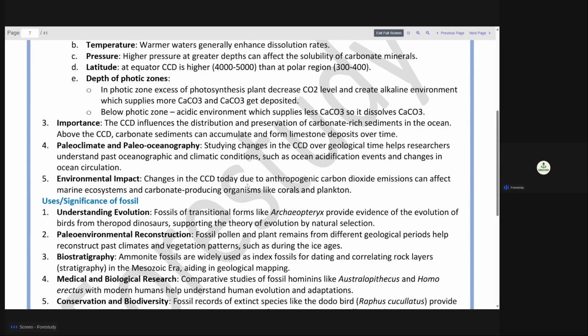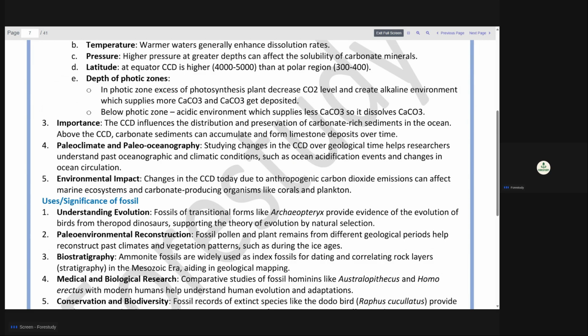This is the application of understanding the CCD of past environments, and the environmental impact. Changes in the CCD today due to anthropogenic carbon dioxide emissions can affect marine ecosystems and carbonate-producing organisms like corals and planktons. Unnatural events can lead to complete disruption of the cycles of different carbonate-producing organisms, for example bivalves and brachiopods, which have skeletons made of calcium carbonate. Their life is affected a lot when there is a disruption in the CCD depth of a particular environment.